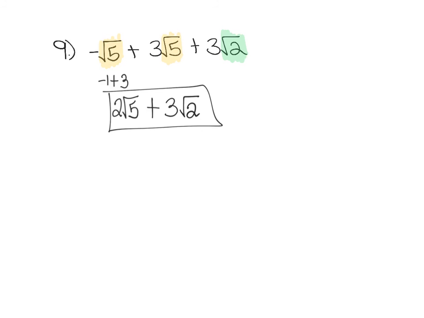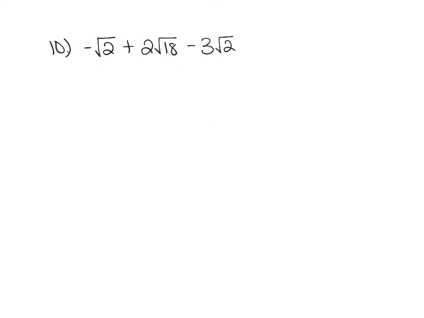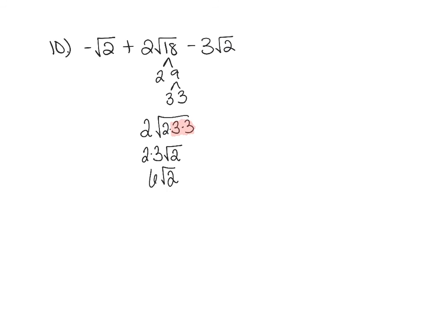Okay, one more. I've got negative radical 2 plus 2 radical 18 plus 3 radical 2. The only one that's going to simplify is the 2 radical 18. So 18 goes to 2 and 9, and then 3 and 3. You have a 2 already on the outside, a radical 2 times 3 times 3. You have a set of 3's. So you'd have 2 times 3 on the outside with a 2 left on the inside. That gives us 6 radical 2. So that was this part of the problem.